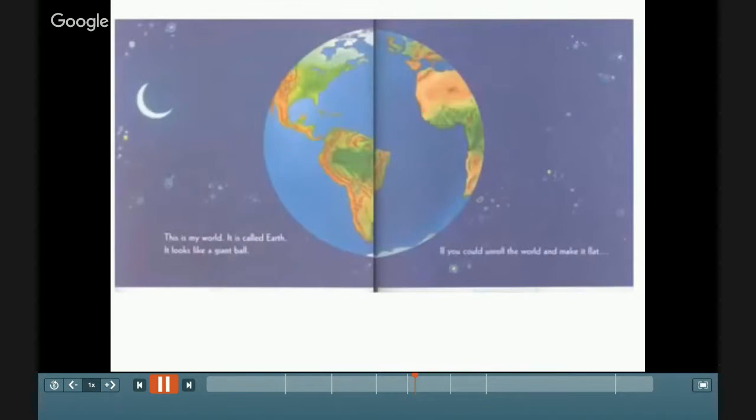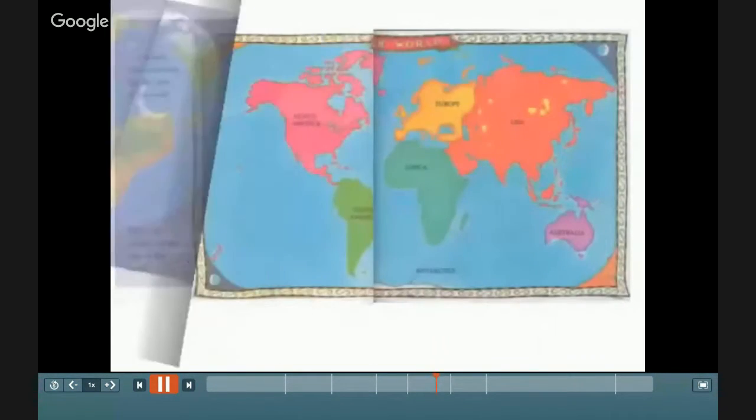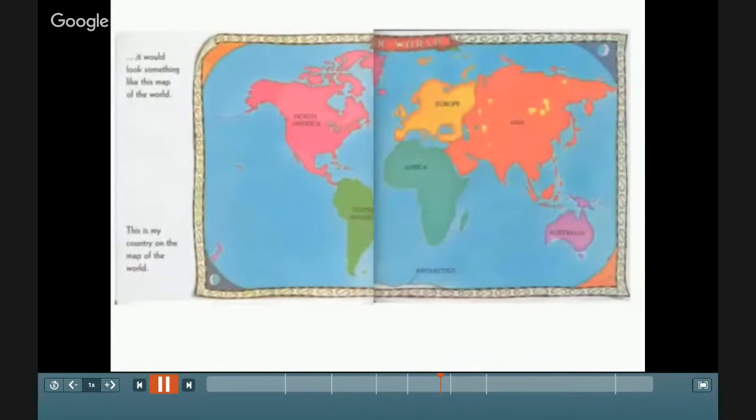This is my world. It is called Earth. It looks like a giant ball. If you could unroll the world and make it flat, it would look something like this map of the world. This is my country on the map of the world.